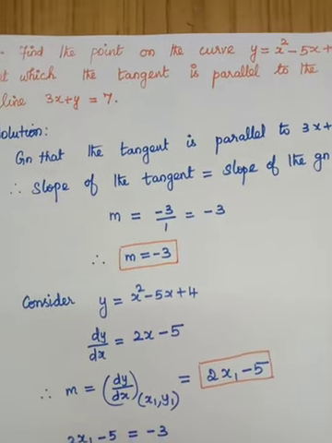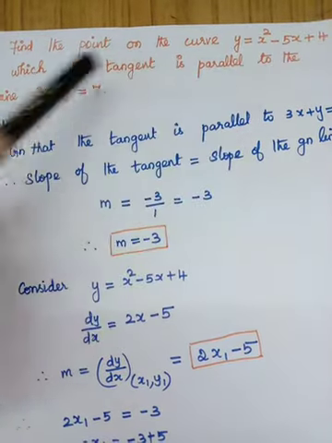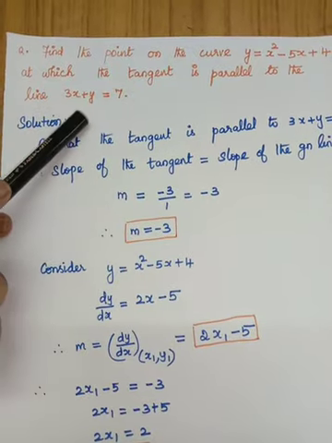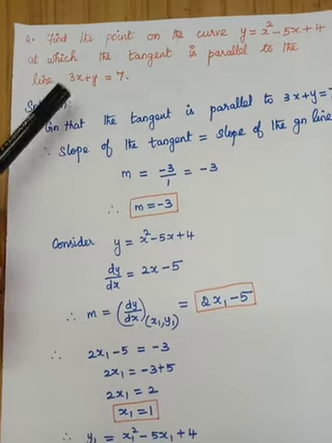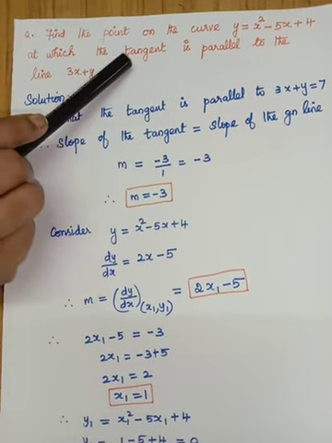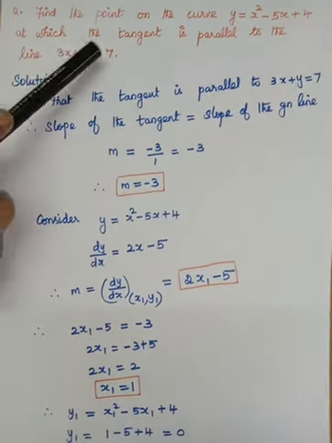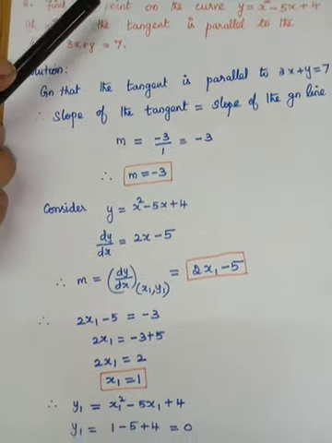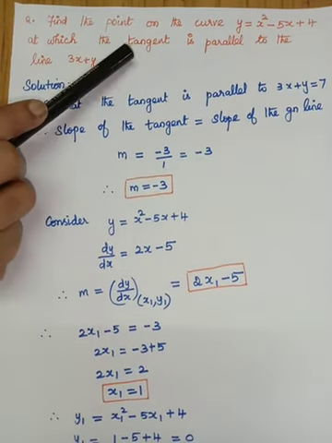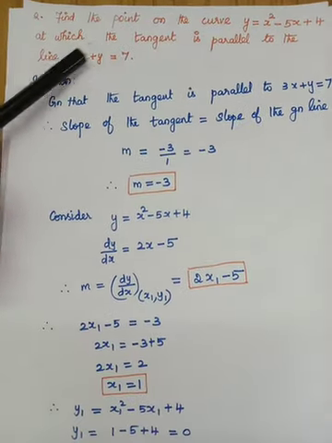Find the point on the curve y is equal to x squared minus 5x plus 4 at which the tangent is parallel to the line. Okay, you see, we have to find a point on this curve. So at that point, the tangent is parallel to the given line. Okay, do you understand? So you have to find a point, and the point where it should be? It is on the curve. At that point, if you draw the tangent, that tangent is parallel to the given line.